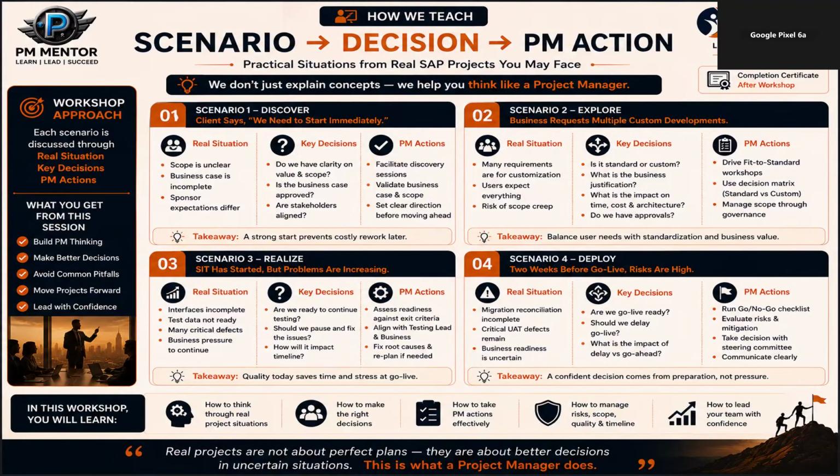real projects are not perfect. Plans change, people disagree, dependencies might appear, okay, risk will increase. Management creates pressure, and sometimes you need to make a decision even when you don't have perfect information. And that is why this workshop focuses on helping you think through real situations, make better decisions, and take the right PM action. Manage risk, scope, quality, and timeline, and lead the team with more confidence.